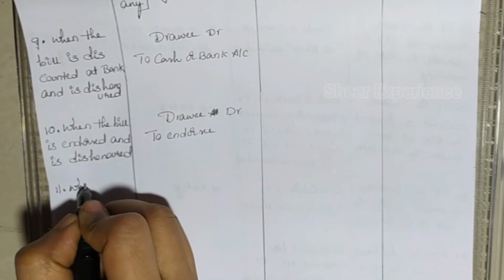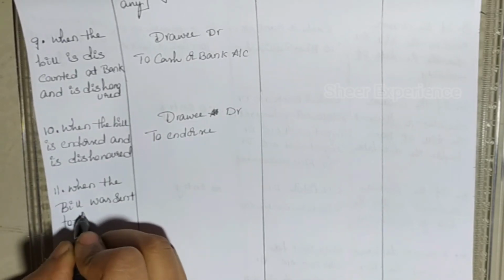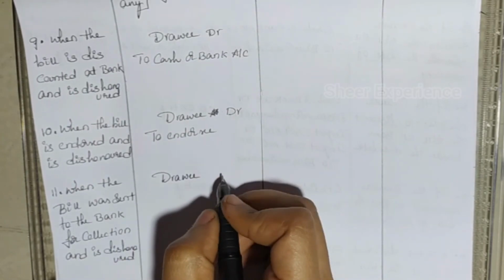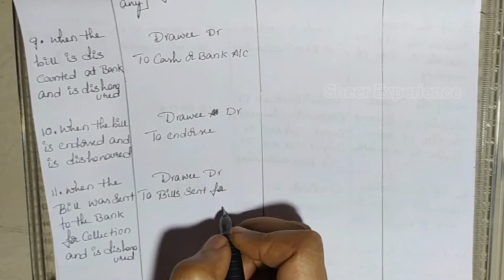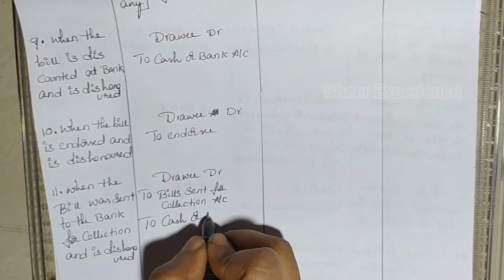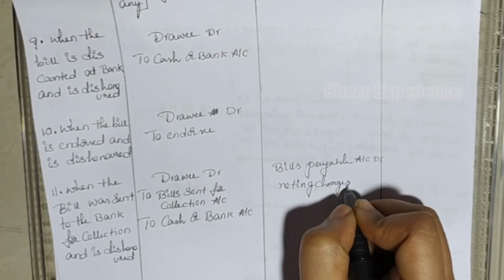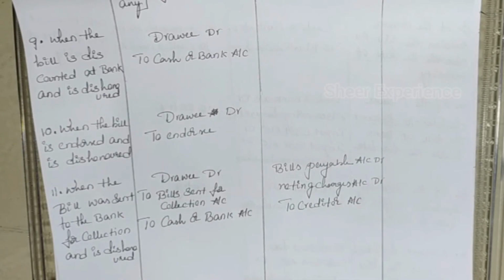Our next situation is when the bill was sent to bank for collection and it is dishonored. The journal will be drawee debtor to bill sent for collection account to cash or bank account. In drawee's books, there will be one journal for all the situations, that is bills payable account debtor, noting charges account debtor to creditor account, because the drawee has to pay the bill amount, along with that he has to pay the noting charges if applicable. That is why we are debiting noting charges along with bills payable.